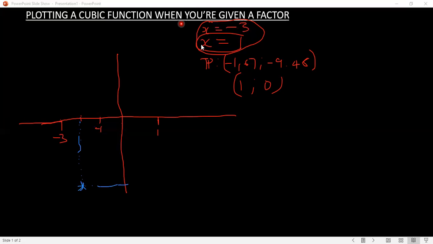Then the point 1, 0 is here. So our function is like this.